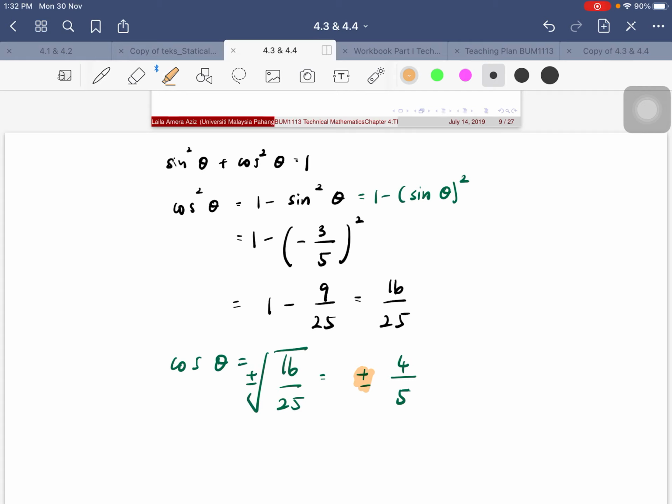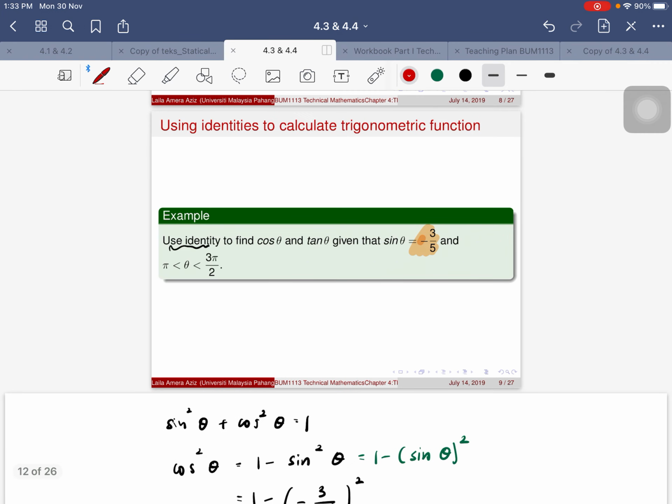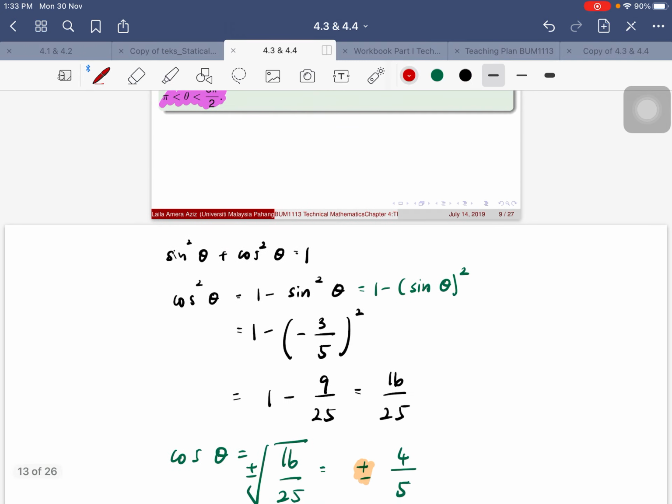Okay, so now we have to think. It could be one of those, or it could also be both, depending on the condition. Is it going to be positive 4/5, or negative 4/5? How do we decide that? We decide based on the condition given. We are given the condition that theta is between pi and 3 pi over 2.